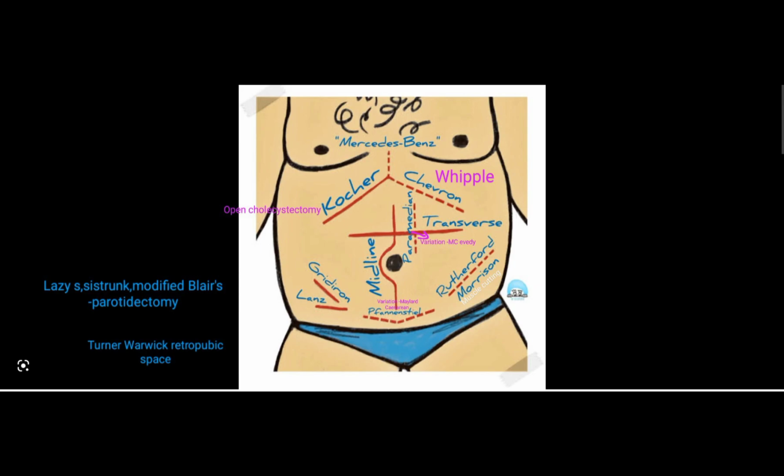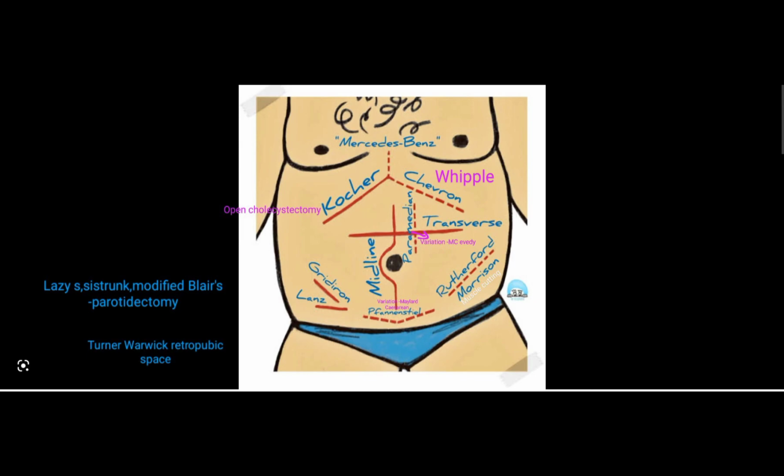Then we have the incisions for parotidectomy that are not given in this diagram. So lazy S, Cis trunk, and modified Blair's. These are the three incisions which are used in parotidectomy. Lazy S, Cis trunk, and modified Blair. And Turner Warwick. Turner Warwick is used in retropubic space.